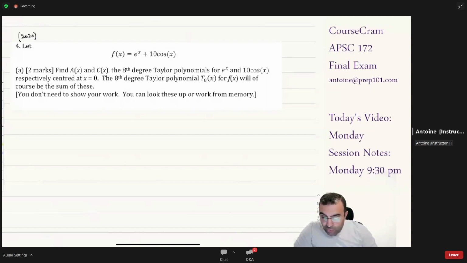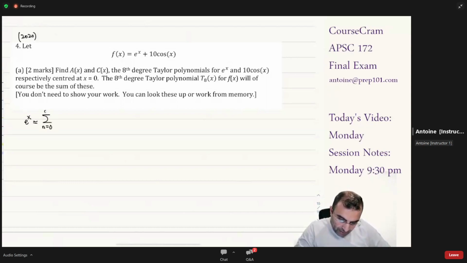The Taylor polynomial for f of x will be the sum of this work. So you can look this up from work or from memory. We know that e to the x is equal to the summation from n equals 0 to infinity of x to the n over n factorial.